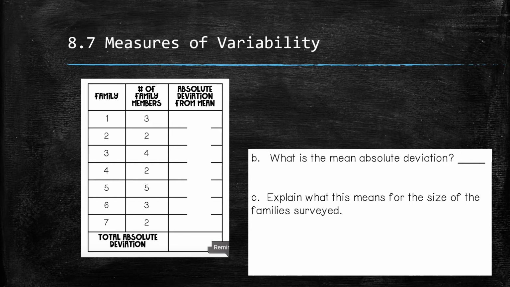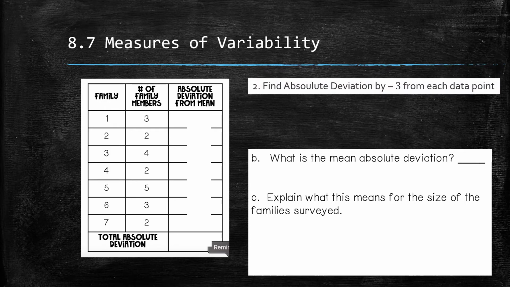Second, we're going to find the distance between each data value and the mean. I'm going to do that by subtracting 3, taking the absolute value when I subtract from each data point, and that will give me the absolute deviation from the mean. Once I subtract that, I can go ahead now and add the absolute deviation from the mean up. So 1 plus 1 plus 1 plus 2 plus 1 plus 1 gives me 7.